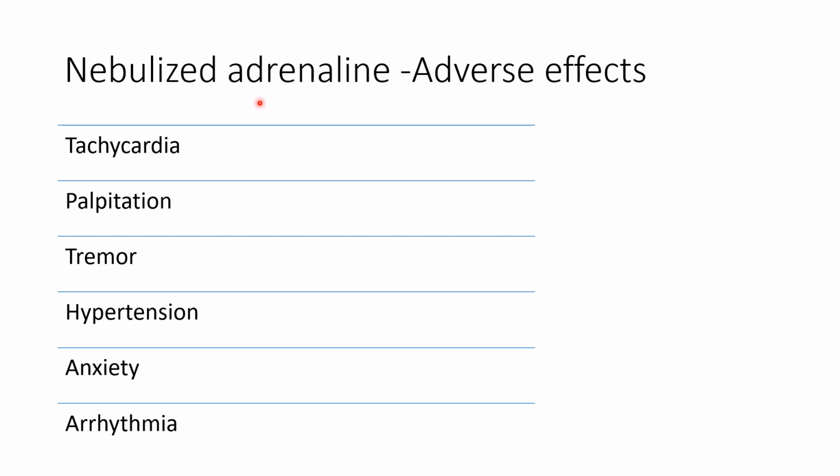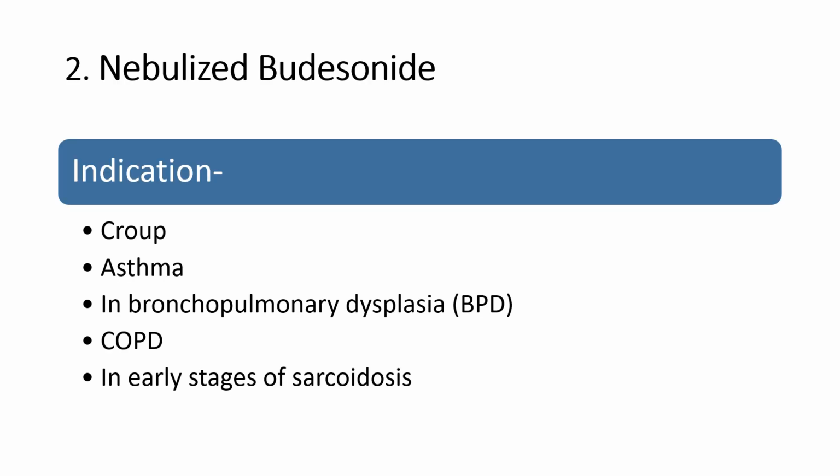What are the side effects? It causes tachycardia, palpitation, tremors, and also hypertension, and creates anxiety. Sometimes arrhythmia can also be there. Now the second drug is nebulized budesonide.